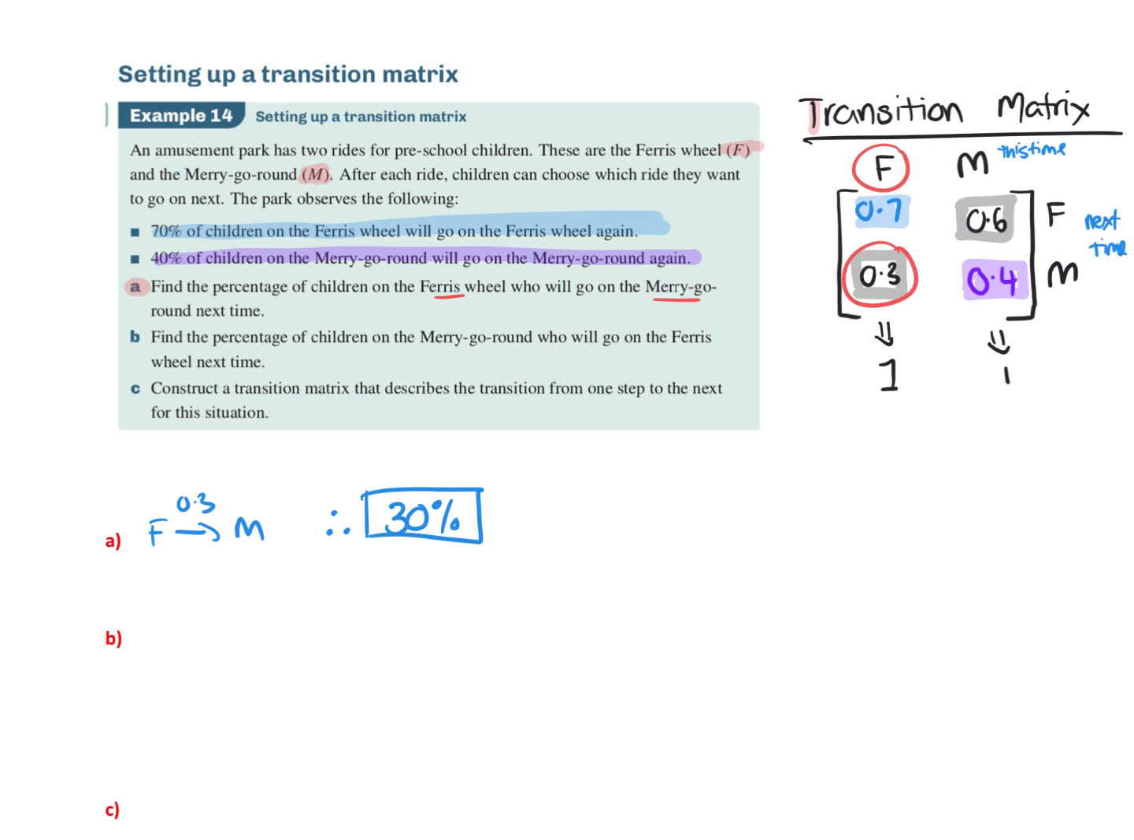All right, the next one, find the percentage of the children on the merry-go-round that will go to the Ferris wheel next time. What's that one? 60. Yep, 0.6. So we wanted to know what merry-go-round to Ferris wheel was, and when we had a look at that, it was 0.6, so therefore 60%. And the last question, they asked us to construct a transition matrix, which we've already done, so I'm just going to pop C up there because that's our transition matrix.